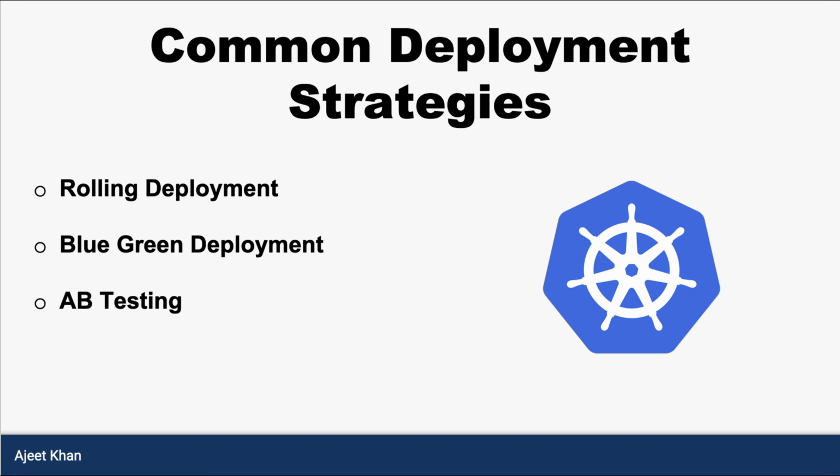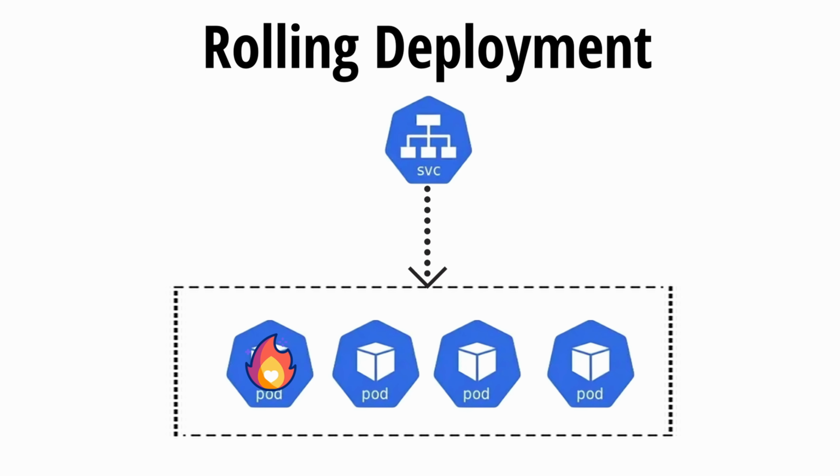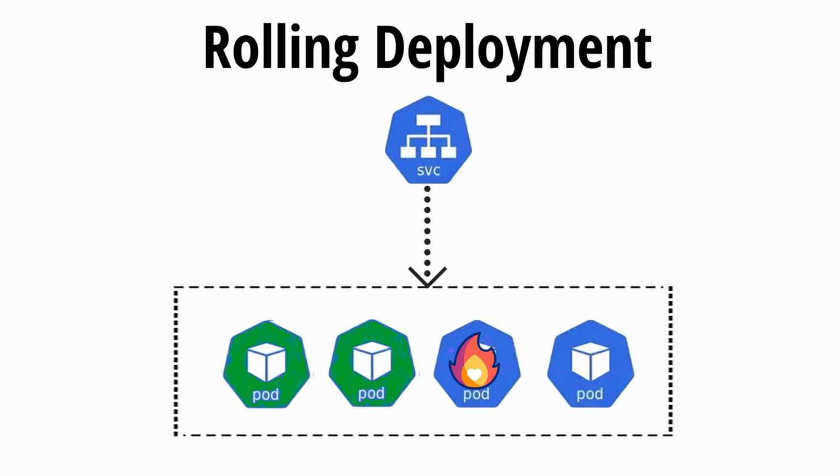The agenda of this video is to understand an overview of Kubernetes deployment and what common deployment strategies are available, for example, rolling deployments, blue-green deployments, A/B testing. We will also see demo examples. So the very first one is the rolling deployment.